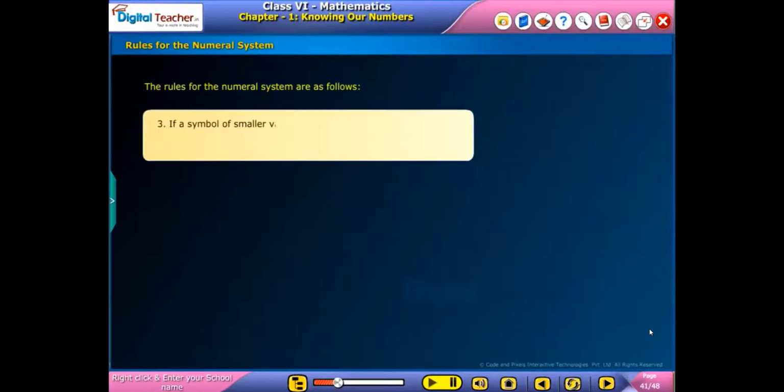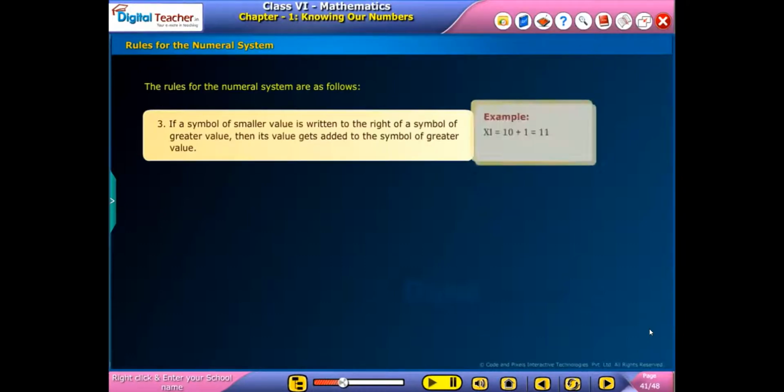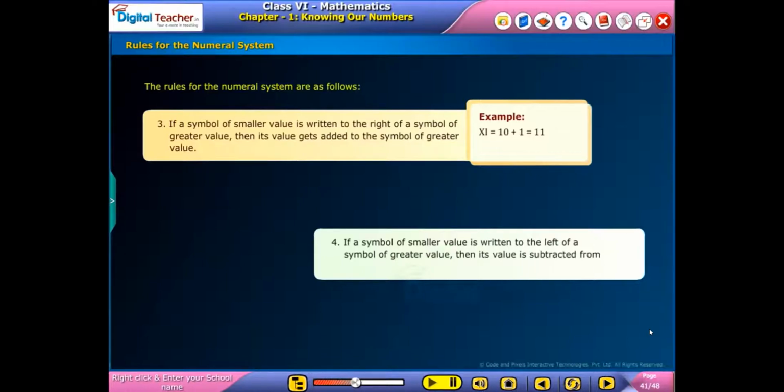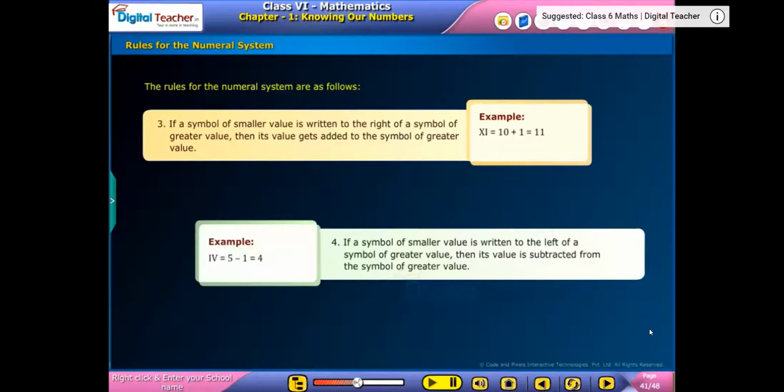If a symbol of smaller value is written to the right of a symbol of greater value, then its value gets added to the symbol of greater value. For example, in case of XI, I is written to the right of X. It means that 1 should be added to 10, hence its value is 11. If a symbol of smaller value is written to the left of a symbol of greater value, then its value is subtracted from the symbol of greater value. For example, in case of IV, I is written to the left of V. It means that 1 should be subtracted from 5, hence its value is 4.